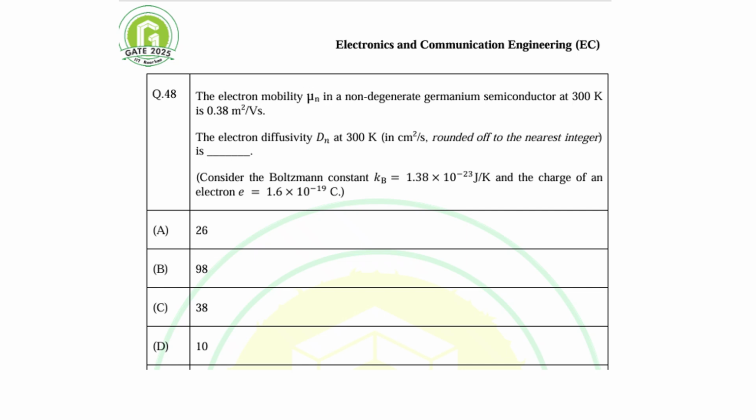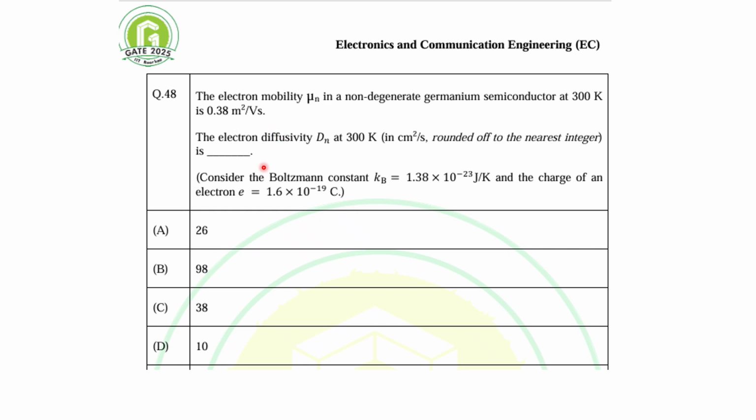So let's take the question. The electron mobility, mu n, in a non-degenerate germanium semiconductor at 300 Kelvin is 0.38 meter square per volt second. What is given here? Given is your electron mobility. Mobility gives you the idea of how the electron is moving inside the semiconductor. In this case, inside the germanium semiconductor at this temperature, your electron is moving with 0.38 meter square per volt second.